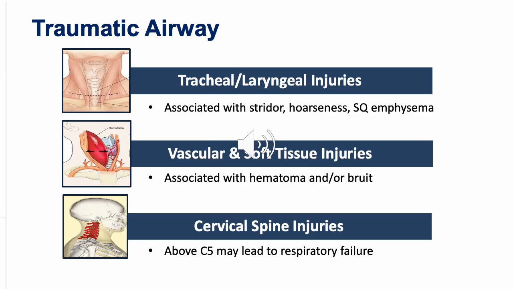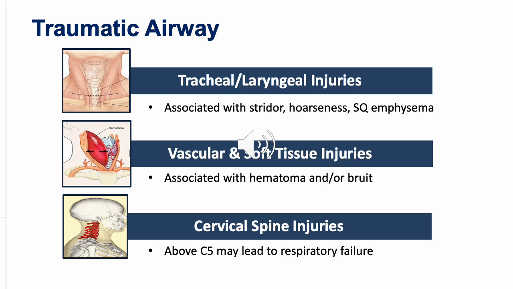All right. Even as an emergency physician who spends a lot of time preparing for and training for emergency airway situations, I've got to tell you, this is the one that probably worries me the most. The traumatic airway. Tracheal and laryngeal injuries are often associated with stridor and hoarseness and subcutaneous emphysema. You can actually have tracheal transections, which can happen with blunt force trauma, or it can happen with penetrating trauma, right? You can have a tracheal laceration or a laryngeal laceration.